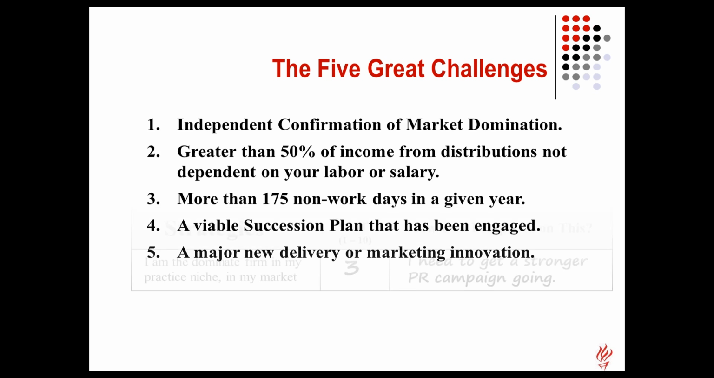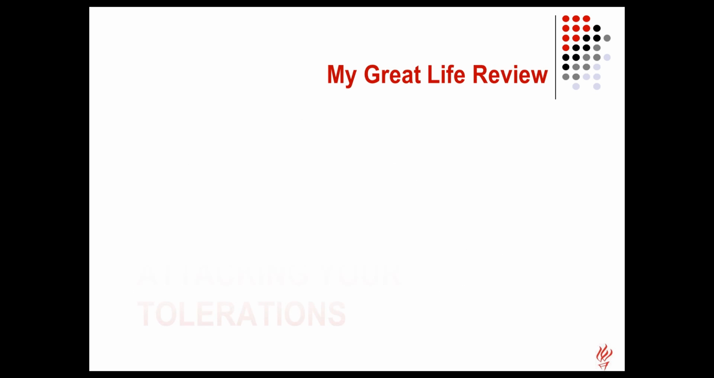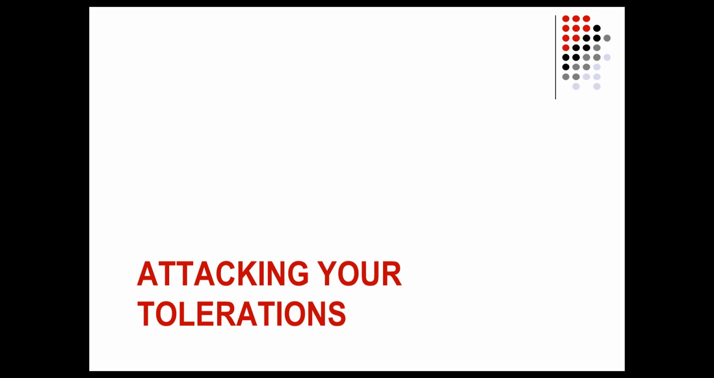So those are the 5 great challenges, or the 5 things that we've laid down for you to aim for and play with. The Dominate Your Market scorecard is in your material, so if you're listening to this as a review or a recap, by all means do the exercise and score yourself. See where you're at and look for ways that you can improve your score over the next quarter. We did not do the Migrate Life review, but we did play for a game called Attacking Your Tolerations.